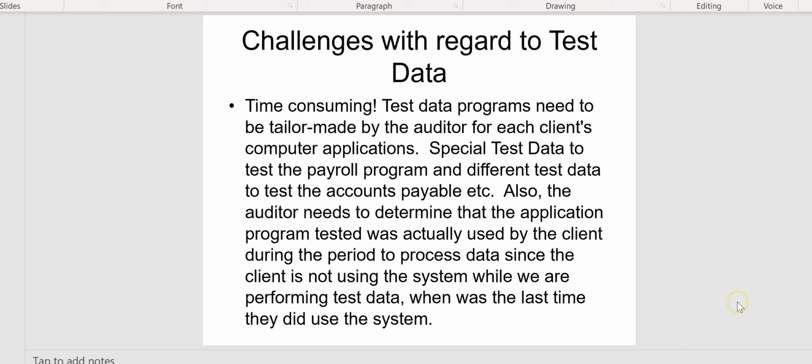Now, test data could be time consuming for the auditor because test data programs need to be tailor-made by the auditor for each client's computer application. So you're going to need test data to test the payroll program. You're going to need different test data to test accounts payable. Also, the auditor needs to determine that the application program tested was actually used by the client during the period under audit to process the data. Since we don't know if they used it and when the last time they used it was, since they're not using it while we're performing the test data. So we might need to make an inquiry, when did you last use this system?